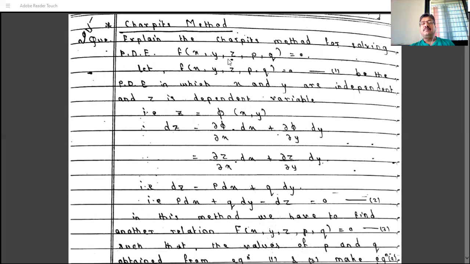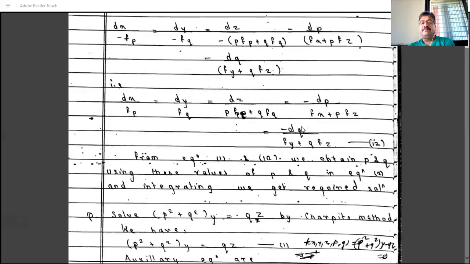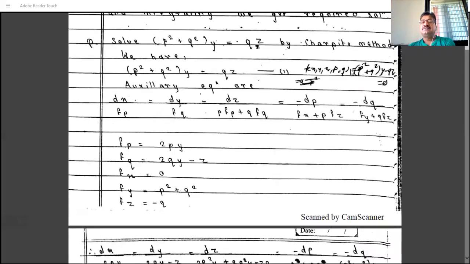F is the function of x, y, z, p, q. So denote f by this function, p square plus q square y minus qz. What is this f? F is the function of x, y, z, p, q. So this is the given problem. Denote by small p, small f as the function p square plus q square y minus qz is equal to 0. Then write the auxiliary equation.